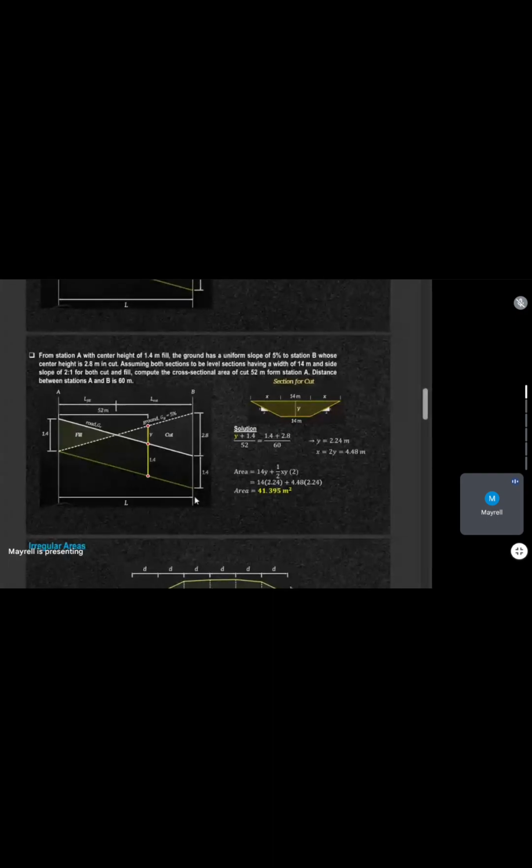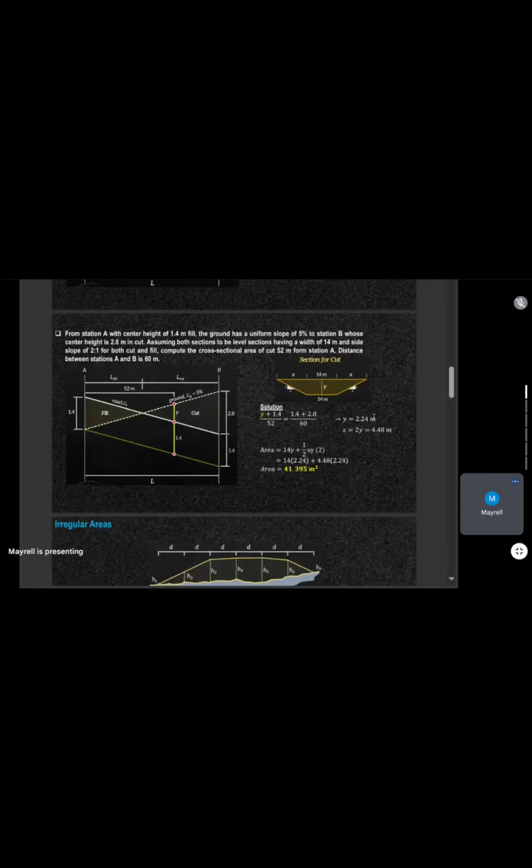Okay. So we have here the solution. This is a similar triangle: this triangle and this triangle. So y plus 1.4, and the distance from A is 52, equals 1.4 plus 2.8, and the distance from A, that's 60. So you can solve for y. Y is 2.24 meters. And this is our section for the cut, 52 meters from A, and that's y.